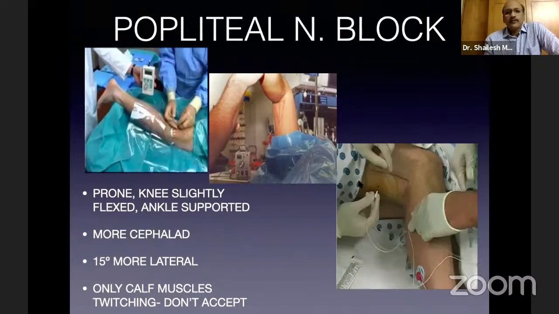Now, here also, when I give the block, I usually don't accept the calf muscle twitches, because there are a lot of patients where the muscular nerve supply is given outside the nerve sheath. So even if you're getting calf muscle twitches, you might be outside the sheath and the block may act partially.